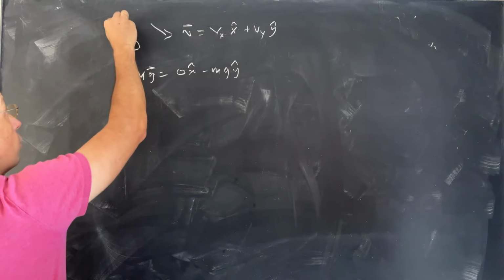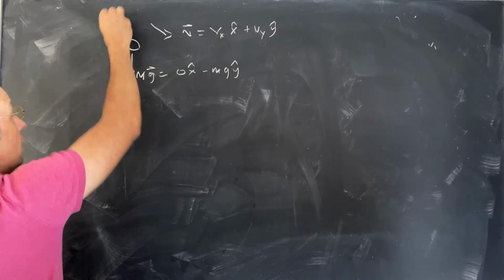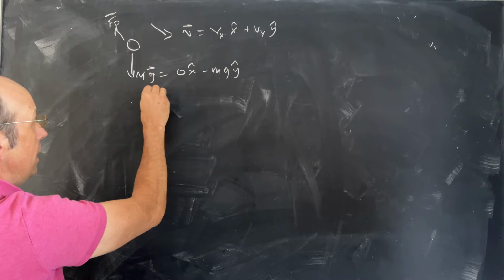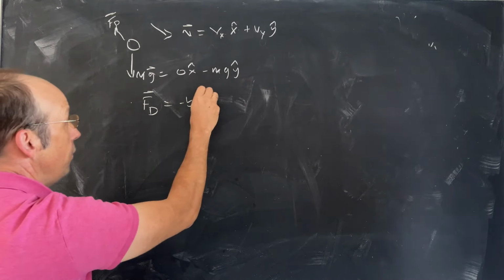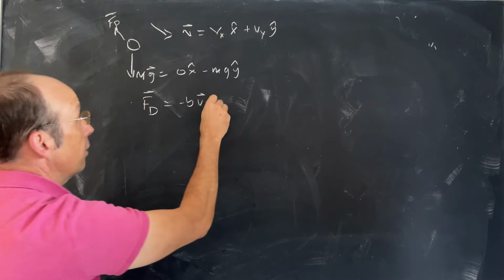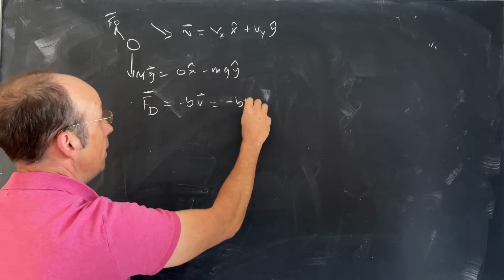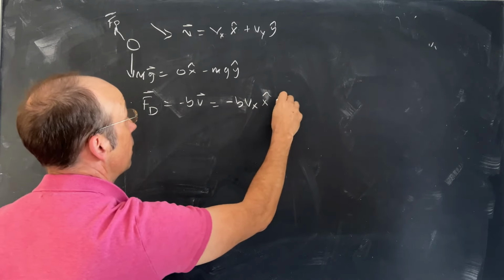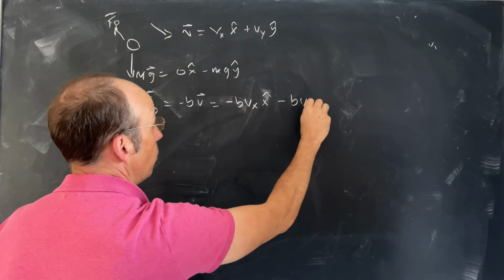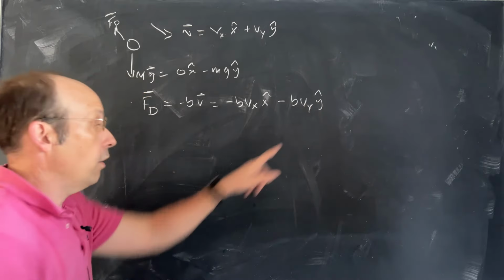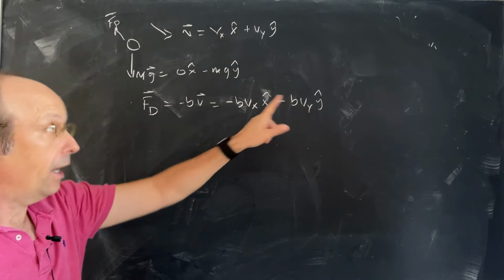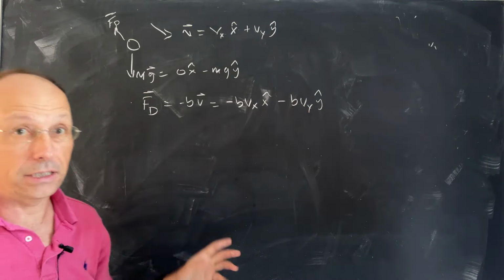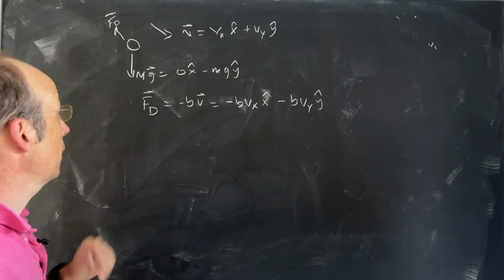And then I have a linear drag Fd. So I'm going to say Fd is equal to negative bv, but there's my v, right? So this is going to be negative b vx x hat minus b vy y hat. So vy could be negative, and that would make the y component of the force positive. So that's all fine. Okay.